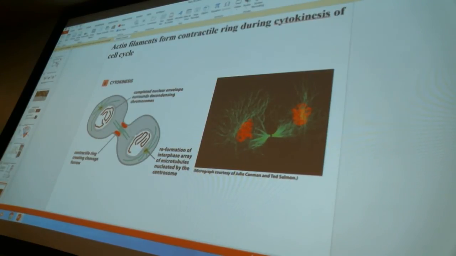This type of organization of the actins is assisted through specific GTPases. Again, it's a cell signaling event, and only during that time are these actin filaments organized to create the contractile ring to complete the cell division.